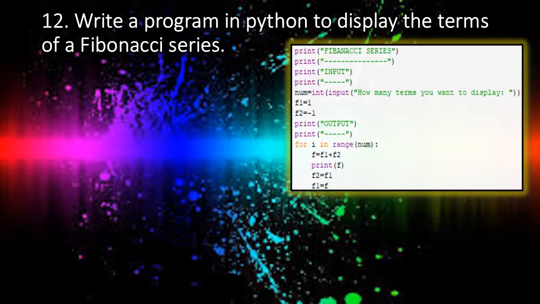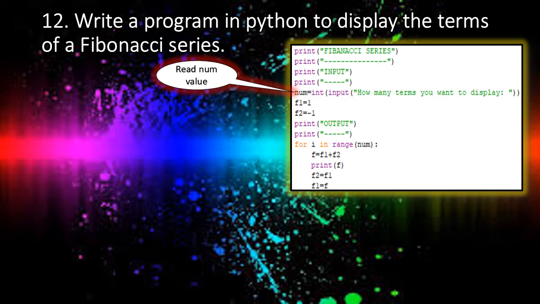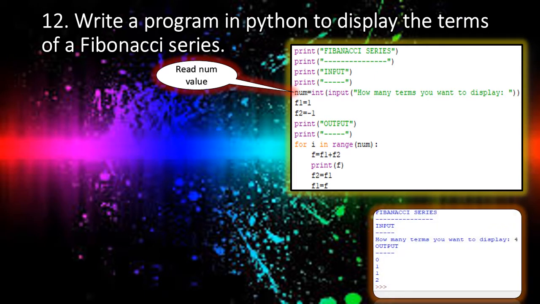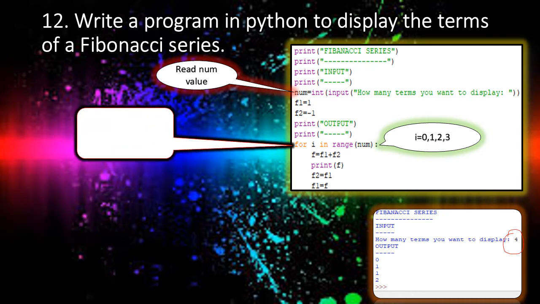The next is printing the Fibonacci series. So for the Fibonacci series, first you should get the input. Here I have given the number 4. I store it in the variable num, and the F values will be: f1 initialized to 1, f2 initialized to minus 1, and the I values in range of num, which is 4. So the range function always goes up to n minus 1. So 4 minus 1 is 3. And the starting value, here we didn't mention, so the default starting value is 0. So the I values are 0, 1, 2, 3.